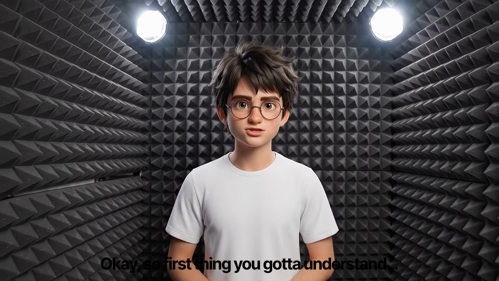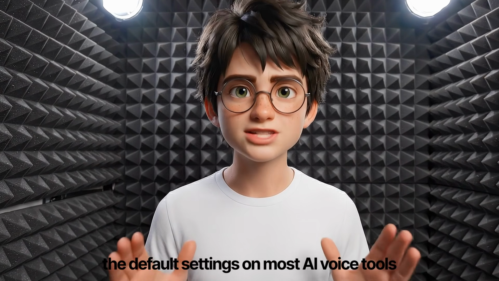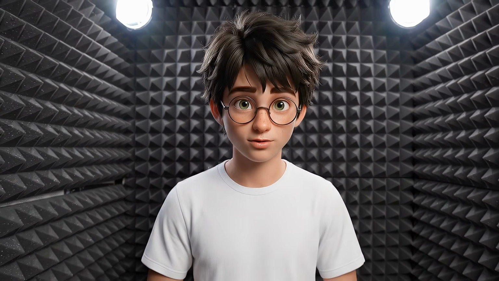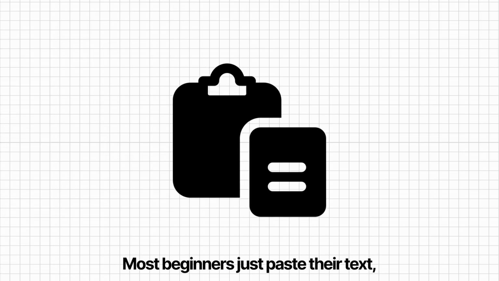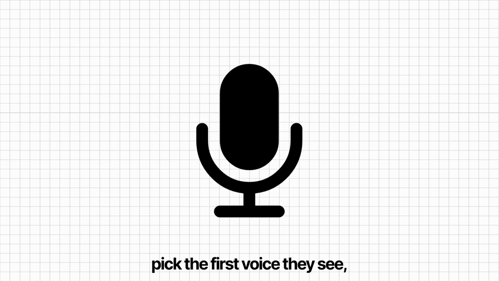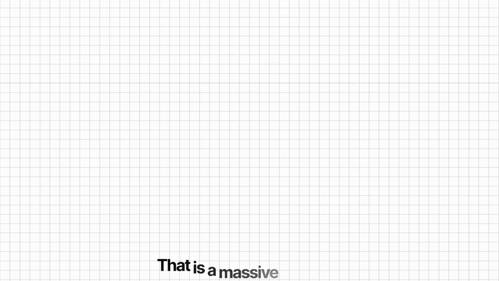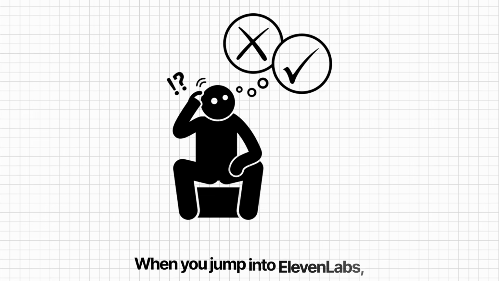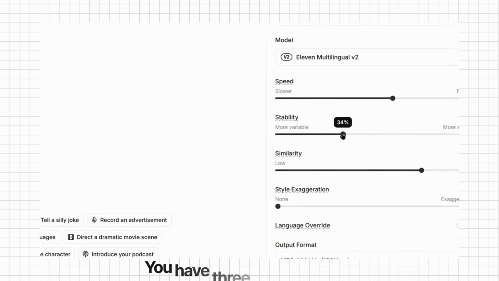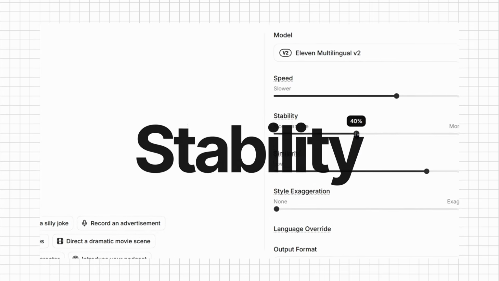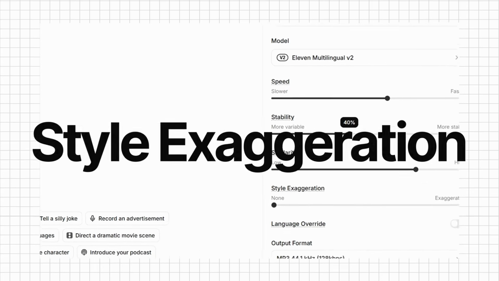Okay, so first thing you gotta understand, the default settings on most AI voice tools are terrible. Here is exactly how to fix that. Most beginners just paste their text, pick the first voice they see, and hit generate. That is a massive mistake. When you jump into ElevenLabs, the real magic happens in the voice settings panel. You have 3 critical sliders: stability, clarity, and style exaggeration.